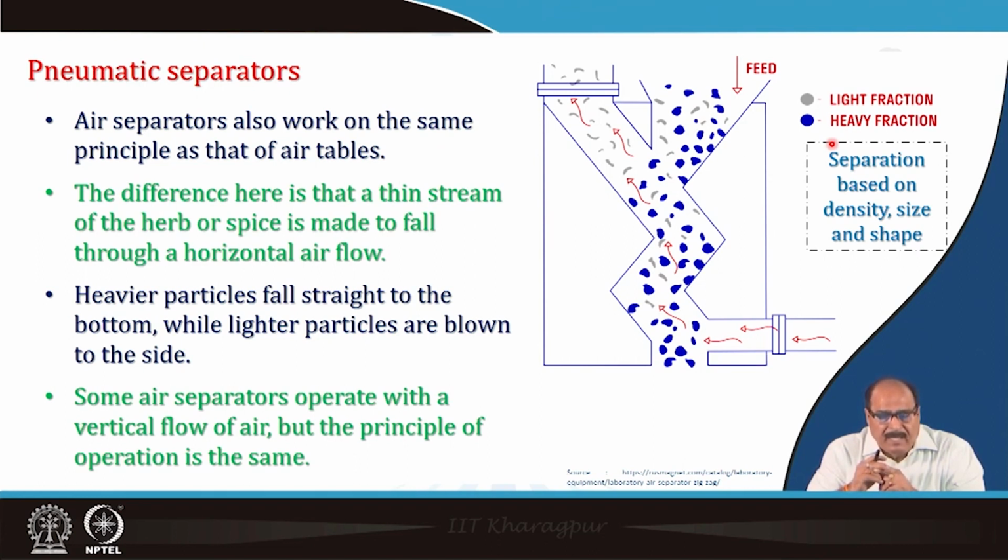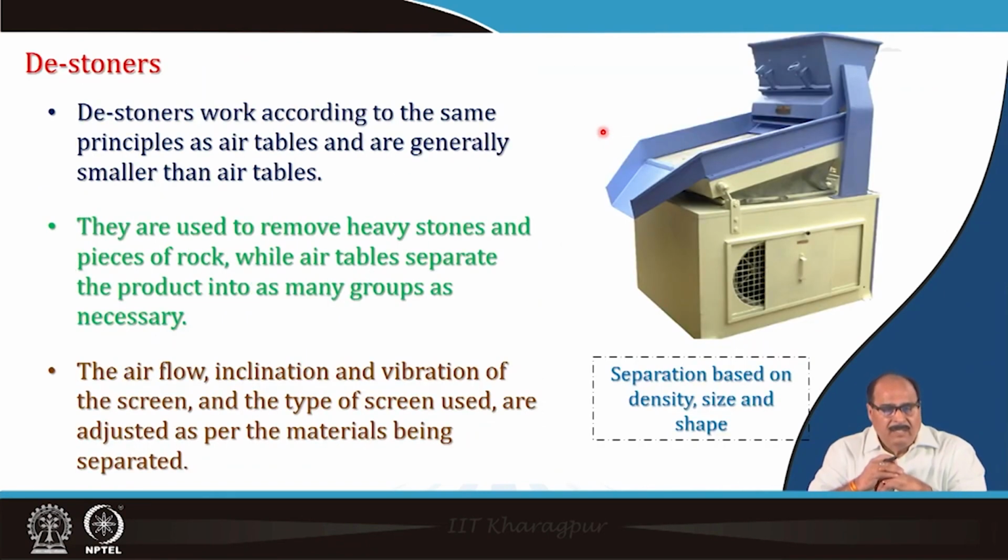The difference here is that a thin stream of the herb or spice is made to fall through the horizontal airflow. Heavier particles fall straight to the bottom, while lighter particles are blown to the side, as you can see here in the picture. Some air separators operate with a vertical flow of air, but the principle of operation is the same.